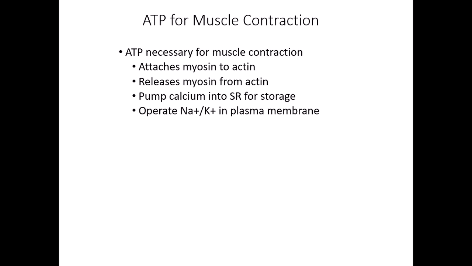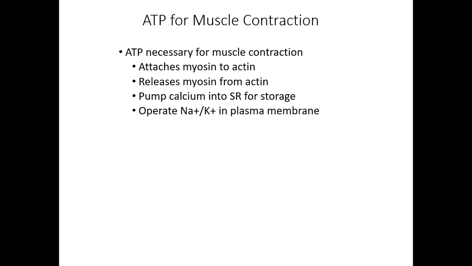and then the release of actin from myosin requires an ATP. We may also have mentioned that ATP is necessary to get that calcium out of the cytosol back into the sarcoplasmic reticulum for storage in the terminal cistern during the relaxation period of a muscle contraction. And then also, and we'll learn more about this, ATP is necessary for the sodium-potassium pump, which is going to be important in moving sodium ions and potassium ions to opposite sides of the plasma membrane.